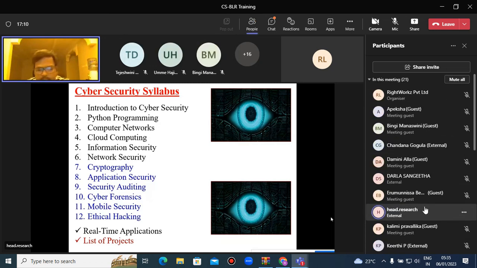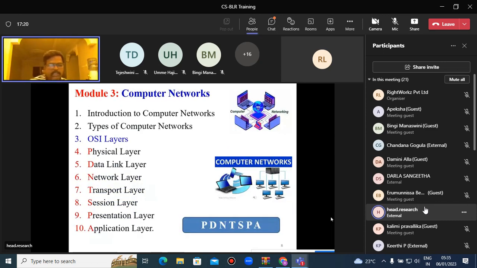Today I am going to explain computer networks, cloud computing and information security. What is meant by computer networks? A computer network is a collection of interconnected computers in the fashion of local area network, wide area network and metropolitan area network. Computer networks is a collection of autonomous computers.